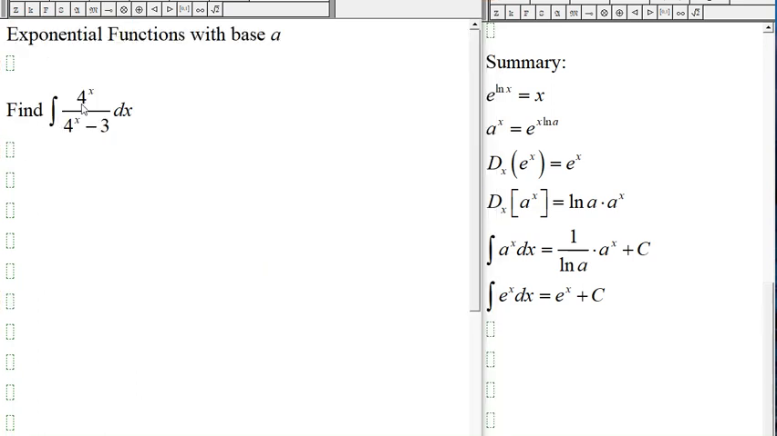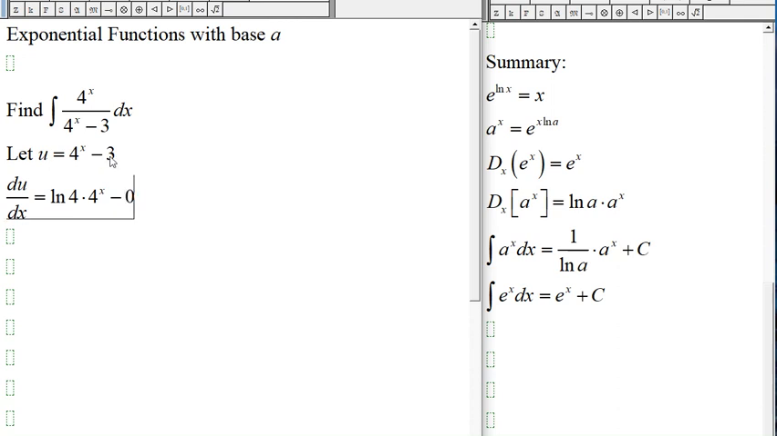Here we have the indefinite integral of 4 to the x divided by 4 to the x minus 3. And we want to find this indefinite integral. And so again, we'll use the substitution method. So we'll let u be the denominator, 4 to the x minus 3. And so du dx, the derivative of a to the x is ln a times a to the x. So derivative of 4 to the x will be ln 4 times 4 to the x, minus 0. The derivative of 3 is just 0. And so we have du is equal to ln 4 times 4 to the x times dx.